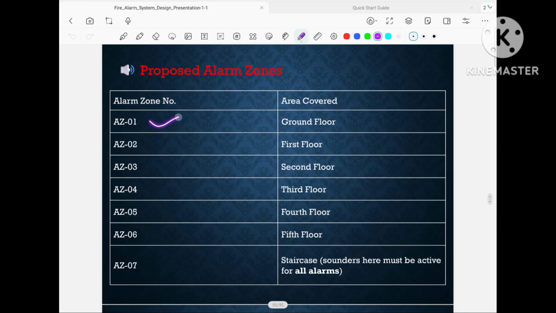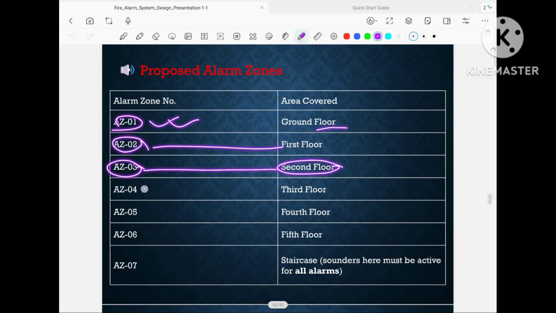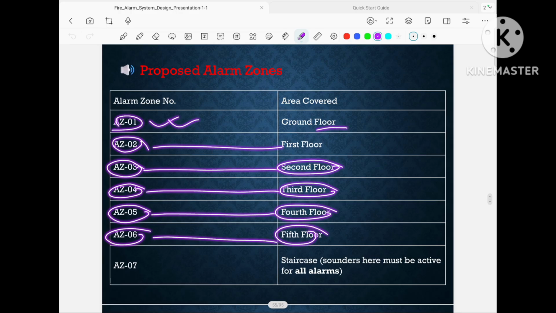So each floor will have one zone. So alarm zone 1 will be for the ground floor, alarm zone 2 will be for the first floor, alarm zone 3 will be for the second floor, alarm zone 4 for the third floor, alarm zone 5 for the fourth floor, alarm zone 6 for the fifth floor, and one alarm zone is for the staircase.